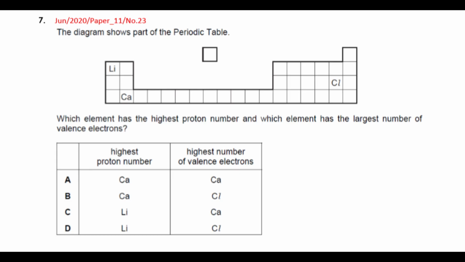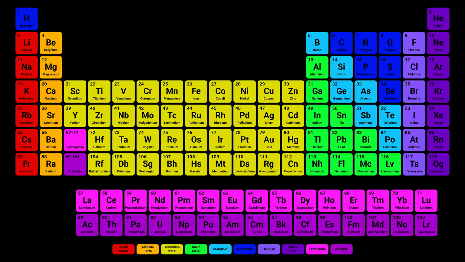Alright, the next question says the diagram shows part of the periodic table. Here, in group 1 there is lithium, in group 2 there is calcium, and in group 7 there is chlorine. Which element has the highest proton number and which element has the largest number of valence electrons? Alright, here you will take out the periodic table and see the proton number of these elements and which group they belong to, because we know that the number of valence electrons is always equal to the group number.